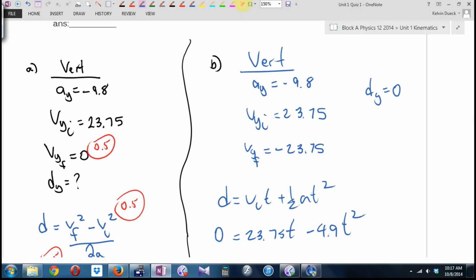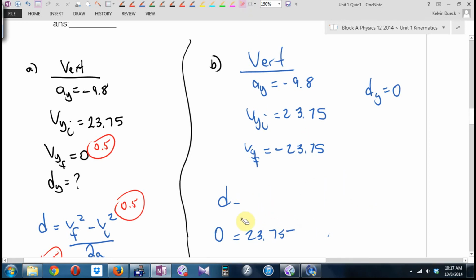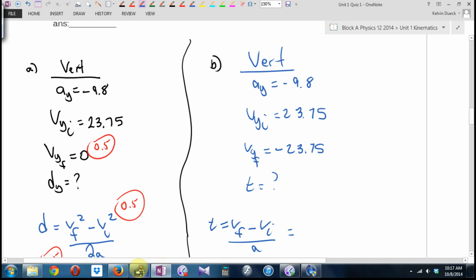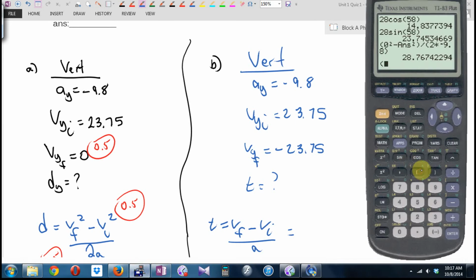You know what? Why bring in a quadratic when I don't need to? Because I think with this, I can find T. I think T is going to be V final minus V initial all over A. It's going to be bracket negative 23.75 minus 23.75 all over negative 9.8. And I hopefully get 4.85. I'd take 4.84 as well, but 4.85.